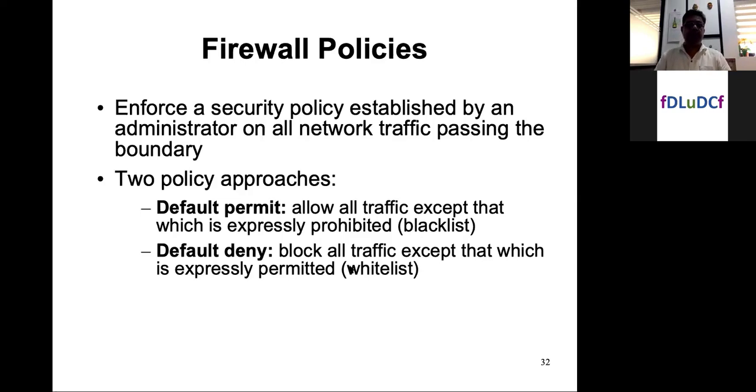In the default deny policy, what happens? We deny all traffic, then we know we are safe. And then if we want to let the web application work, we allow web traffic. If we want to let the mail application work, we only allow the mail traffic. By default, all other traffic gets denied. This policy is much safer and easy to implement.